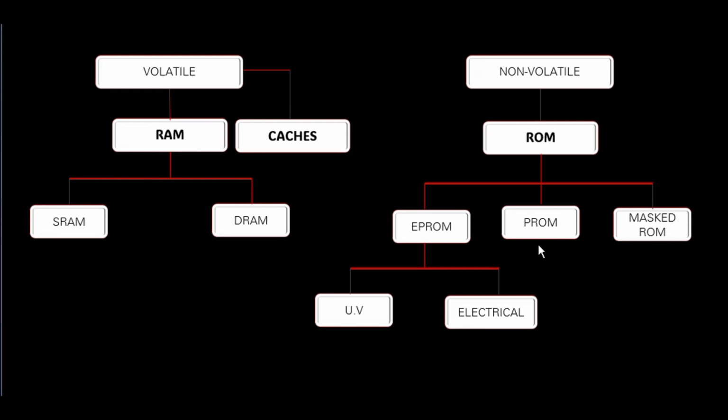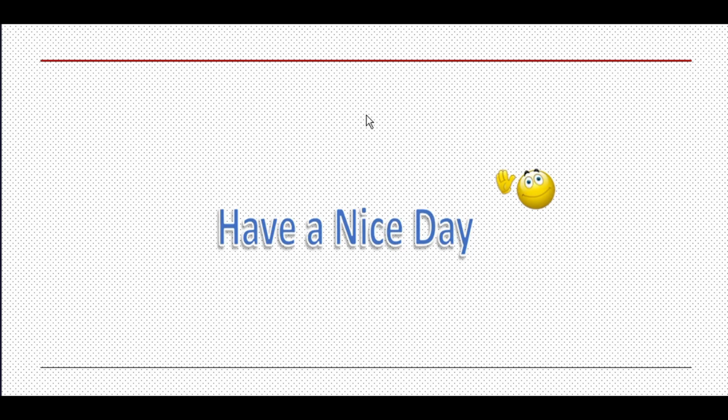Then the mask ROM, as the name implies, it is masked. This type holds data permanently stored during the chip's manufacturing process. The data cannot be erased. And as I said, if the data cannot be erased, then it is ideal for making firmware and bootloaders.